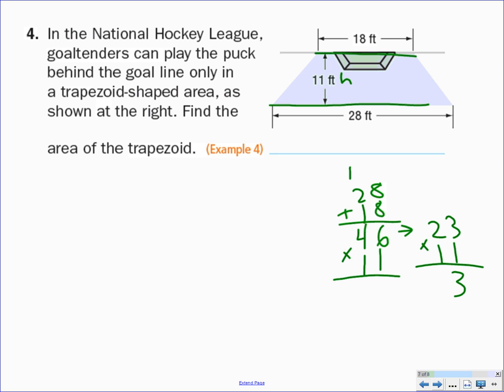3 times 1 is 3. 2 times 1 is 2. 0, 3, 2. The area is 253 square feet. I didn't realize that. That's a pretty big area, actually. Huh. All right.